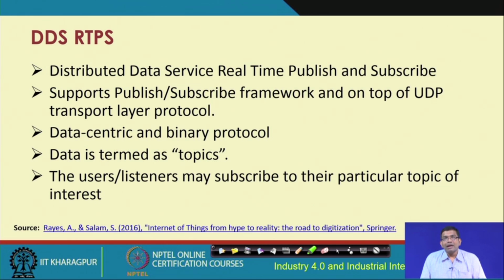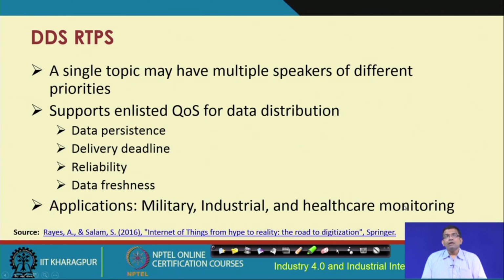It is a data centric binary protocol, and the data in this context are termed as topics. There are users which subscribe to a particular topic of interest, and the listeners listen to these. A single topic may have multiple speakers of different priorities, and this supports QoS for data distribution in terms of data persistence, ensuring delivery deadline, reliability, freshness of data, which we have already specified earlier in the context of IoT networks in a different protocol, and the same meanings carry in this context as well.